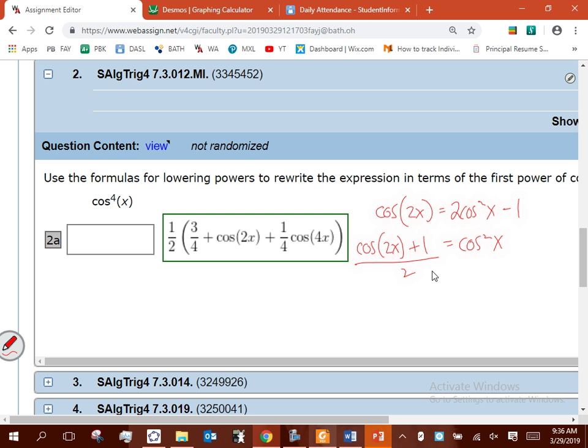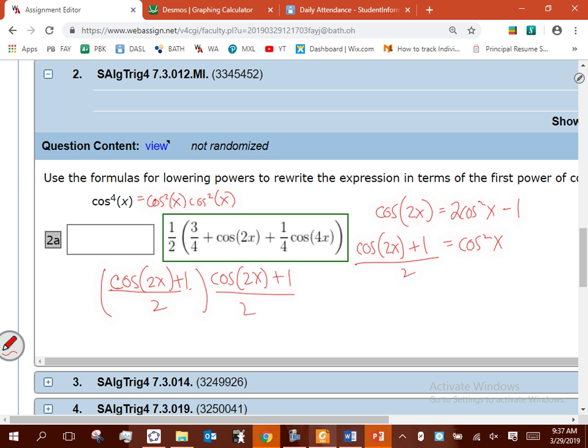Okay, then I guess we can do this. Now that we have this, it's not a huge deal. Isn't cosine to the 4th of x the same thing as cosine squared x times cosine squared x? So then we could have cosine of 2x plus 1 over 2, times cosine of 2x plus 1 over 2 that way.